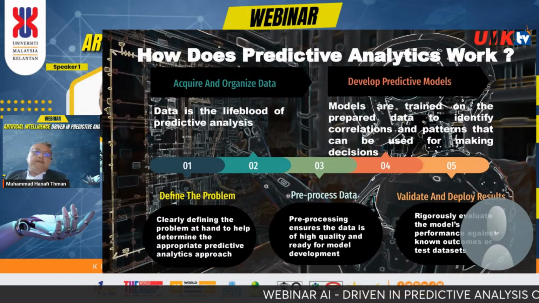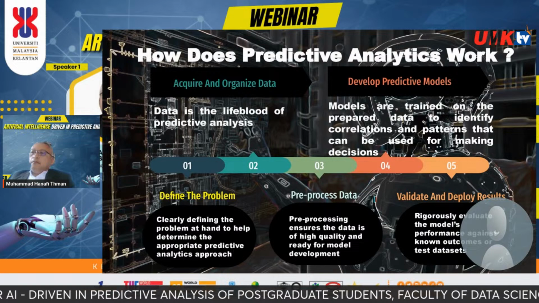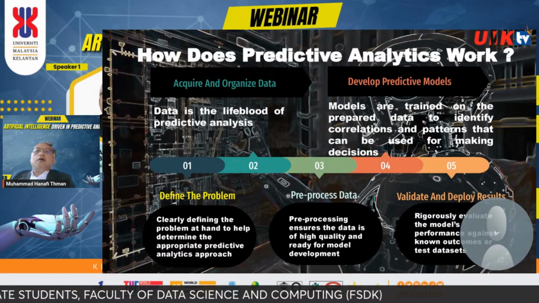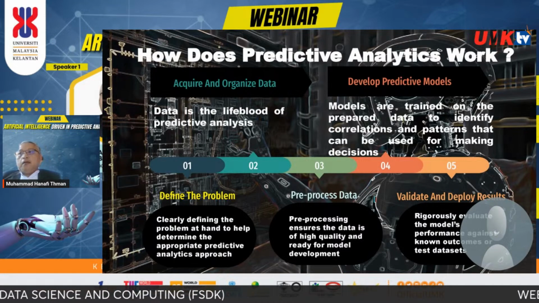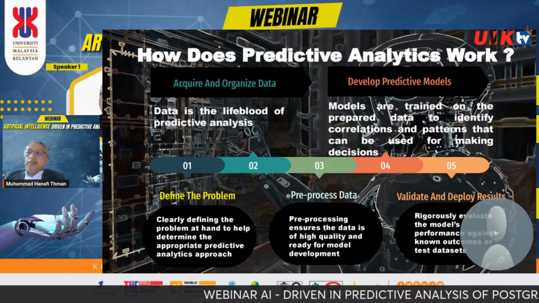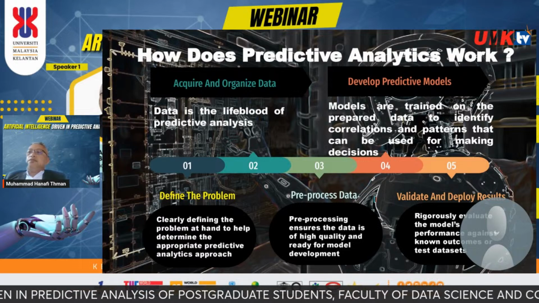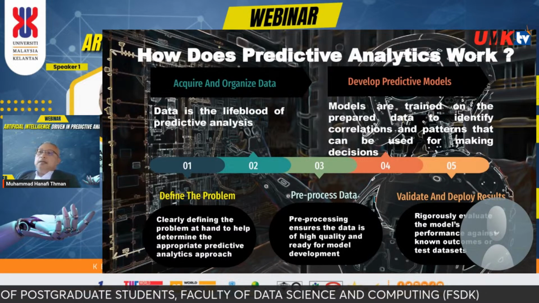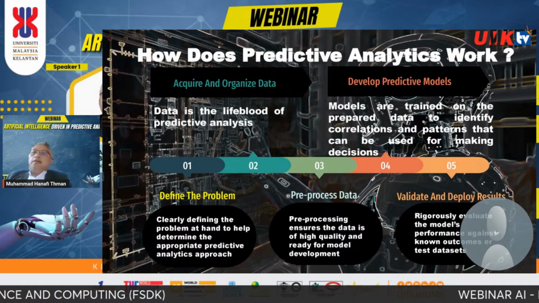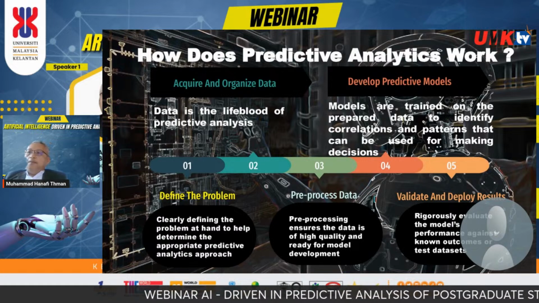The data is the lifeblood of predictive analysis. Okay, that means the organization may have vast amounts of historical data or continually streaming data from various sources like customer interactions. So the first step is to identify and acquire the relevant data, then organize it in a central repository such as a data warehouse or a big data query.